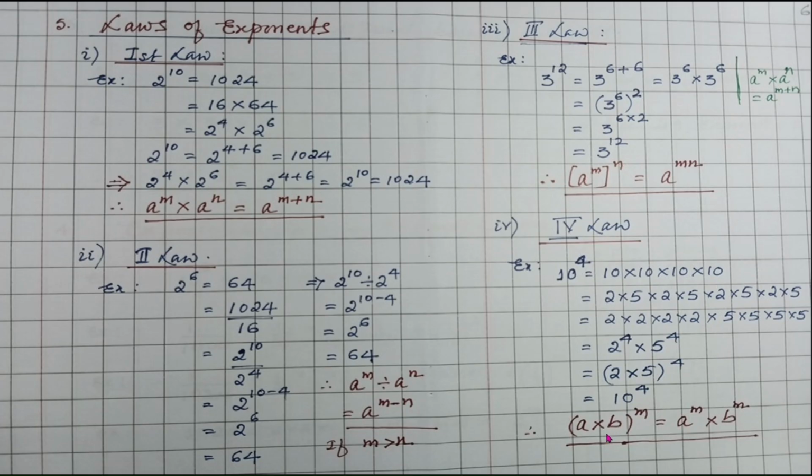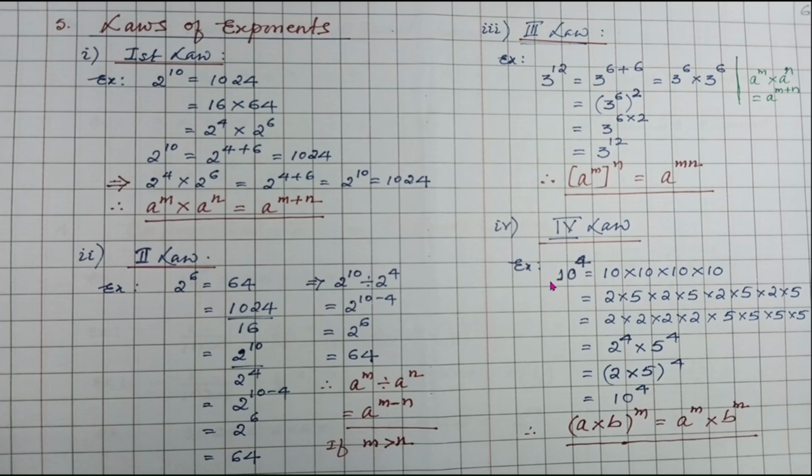Now the next important law is (a into b) raised to m is equal to a raised to m into b raised to m. That means the product raised to any power is equal to the product of the powers of the individual numbers. If I have 10 raised to 4, that is 10 into 10 into 10 into 10. The prime factors are 2 into 5, 2 into 5, 2 into 5, 2 into 5. That means 2 is multiplied 4 times, which is 2 raised to 4, and 5 is multiplied 4 times, therefore it is 5 raised to 4. Then 2 raised to 4 into 5 raised to 4 is (2 into 5) raised to 4, and 2 into 5 is nothing but 10, so that is 10 raised to 4.